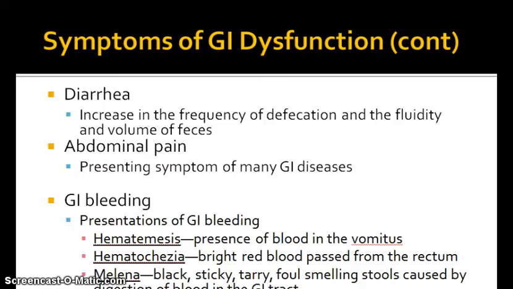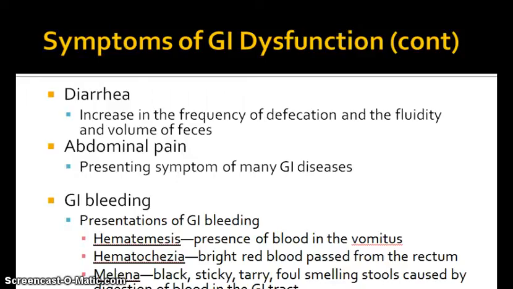Diarrhea is the opposite problem, where there's an increase in frequency and it's often more fluid and a higher volume of feces. They can also complain of abdominal pain. The exact location may determine where their pathology problem is located.